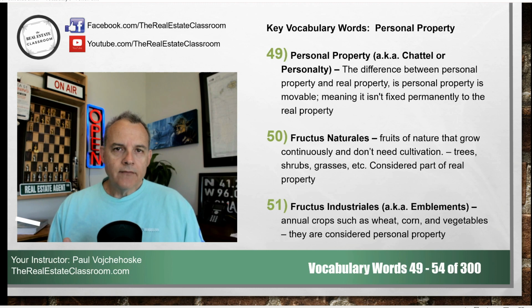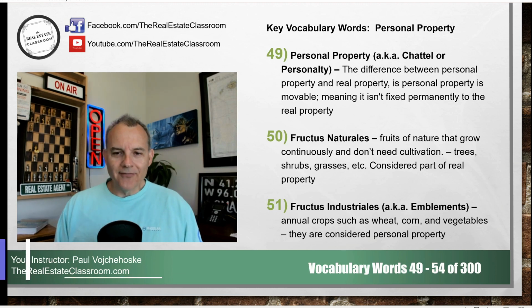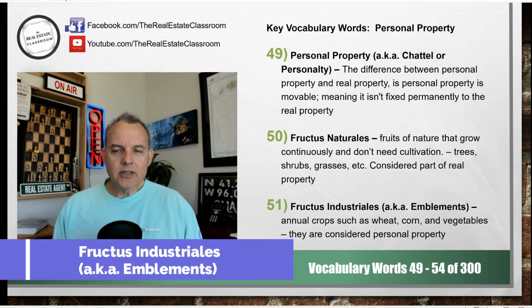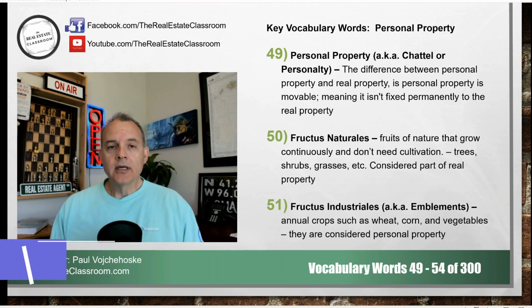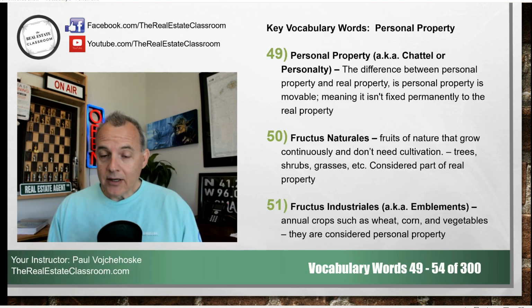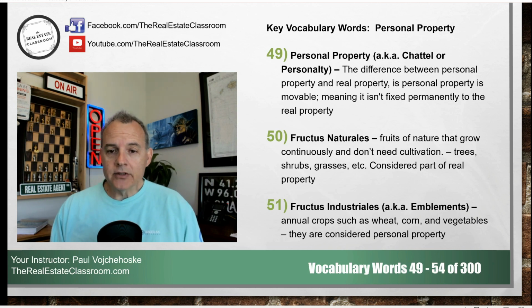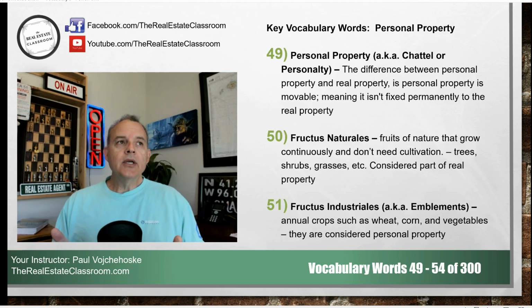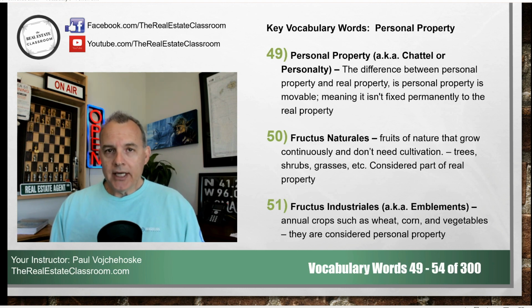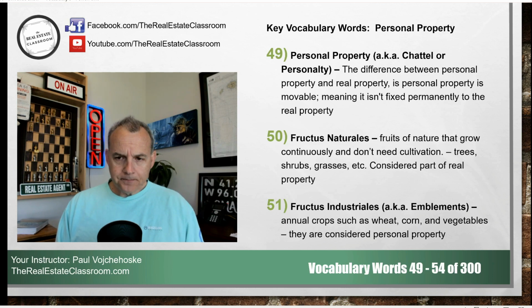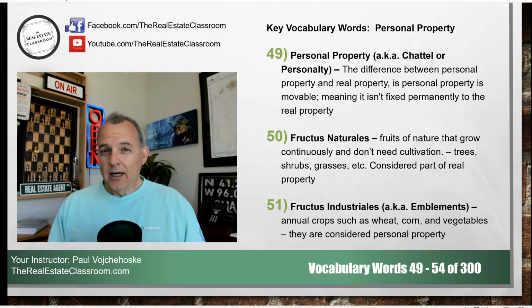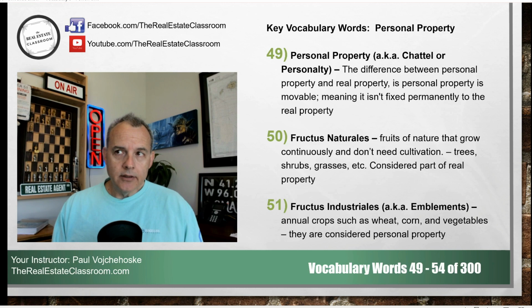Number 51 is Fructus Industriales. Now, most of the time, it's known as Emblements. In fact, most of the time, your test question is going to refer to it as Emblements. However, you have to know that they can refer to it as Fructus Industriales. So these are things of an annual nature, annual crops such as corn or wheat or soybean or vegetables or apples and oranges that are on trees in an orchard. They are considered personal property.